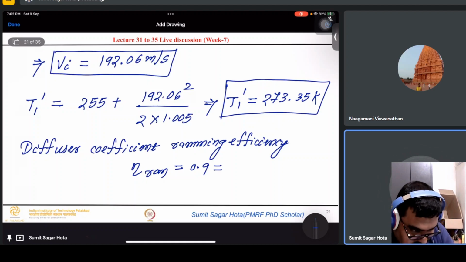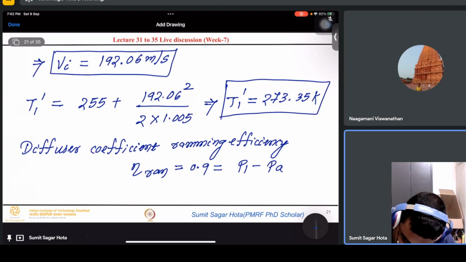What is the formula of ramming efficiency? Where is the diffuser? In between A and 1. Because of ramming, the pressure becomes P1 to P1 dash, or P1 dash to P1, whatever you can say, because P1 dash is the isentropic one and P1 is the actual one. Because of ramming it becomes actual, that means from 1 dash to 1. So it is P1 minus PA divided by P1 dash minus PA.